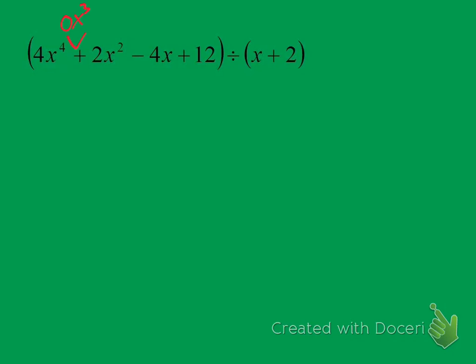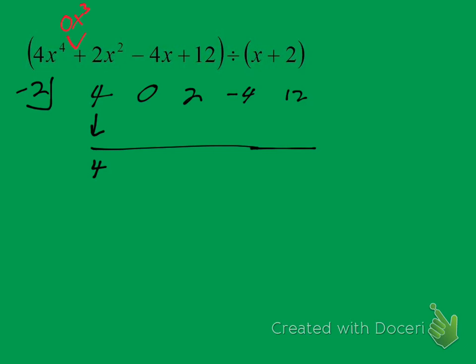So in your box is going to go -2. We've got 4 for the fourth power, 0 for the third power, 2 for the second power, -4 for the first power, and 12 for the constant. Arrow, equal bar.